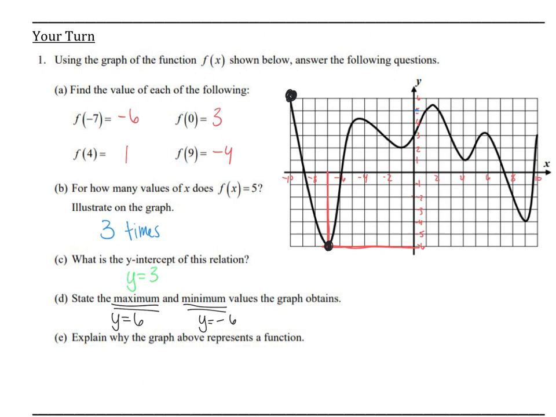All right. So last but not least, explain why the graph above represents a function. And remember, we can do that by using that vertical line test. So if I draw a vertical line anywhere through the graph, it should only pass through once, right? So this is a function because it passes the vertical line test. All right, so make sure you have that written down, and then we're going to move on to the last thing we're going to talk about, which is increasing and decreasing intervals.